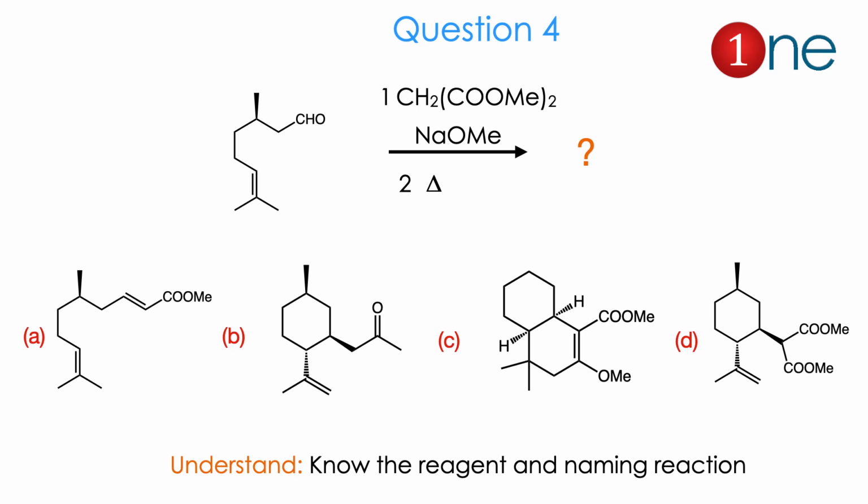Then the next question is on a carbonyl compound. Here the starting material is a carbonyl compound with an alkene with stereochemistry. The reagents are an ester of a dicarboxylic acid and a base. The second step is heating. So what really happened, you have to guess here.